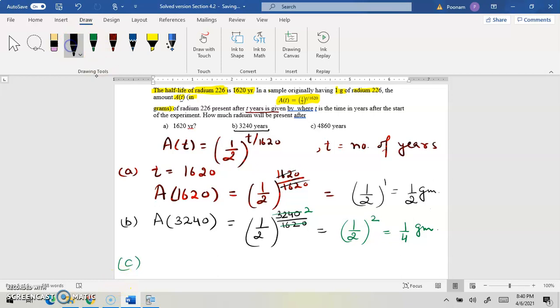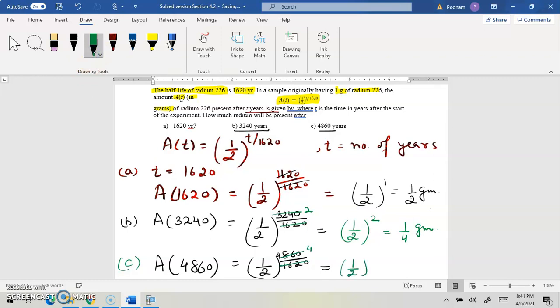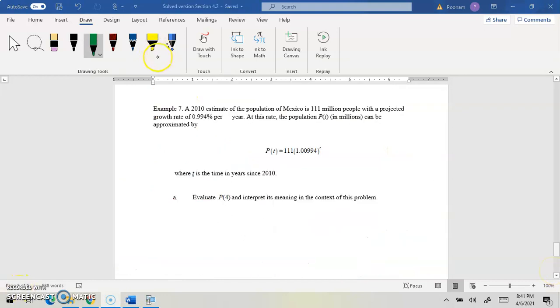Part C here asking about 4860 years. Amount after these many years, it will be half raised to the power 4860 divided by 1620. I think this can cut at 4. So we have half raised to power 4, which would be 1 by 16th of a gram would be left after 4860 years.